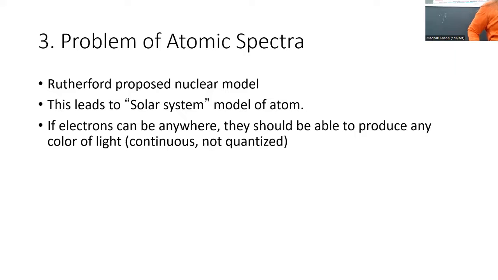Okay, so our third problem is the problem of electronic spectra. And this is what we're going to focus on because this is what's going to tell us about the electronic structure of the atom, where the electrons are in the atom. So we know Rutherford came along, proposed the nuclear model. We got the positive in the middle. We got the electrons on the outside. We know that this leads us to that solar system model where we've got the orbiting electrons.